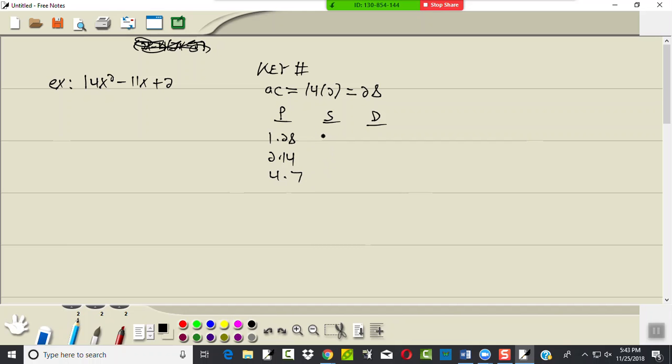We're going to add them. 1 plus 28 is 29. 2 plus 14 is 16. 4 plus 7 is 11. We're going to subtract them. 28 minus 1 is 27. 14 minus 2 is 12. 7 minus 4 is 3. Still looking for the number in the middle, which is 11, which is right here. So we're going to use 4 and 7.